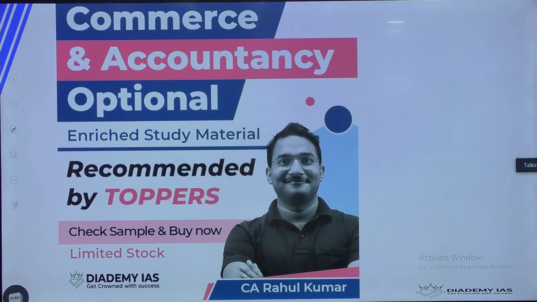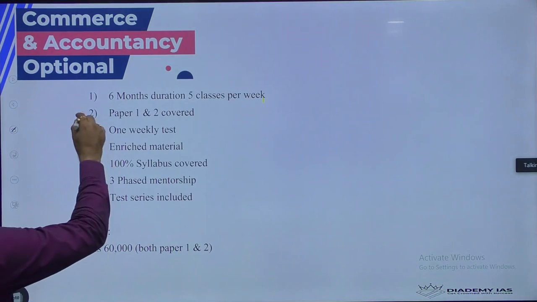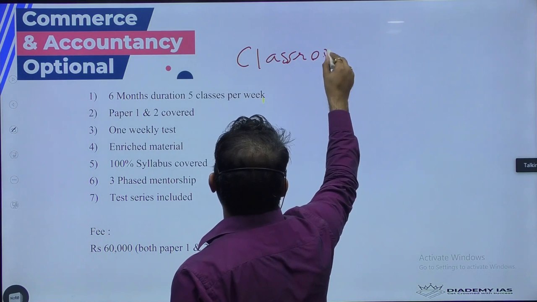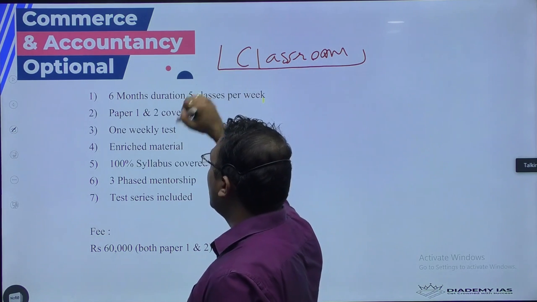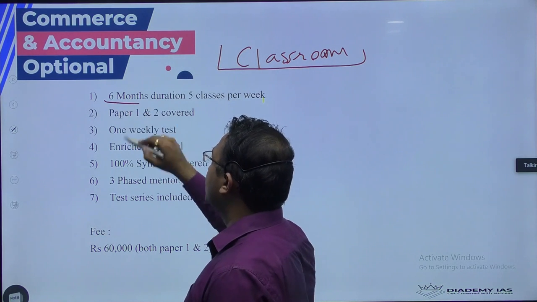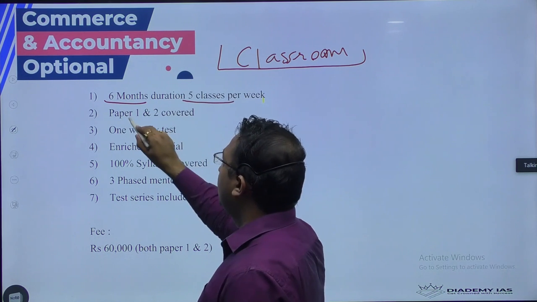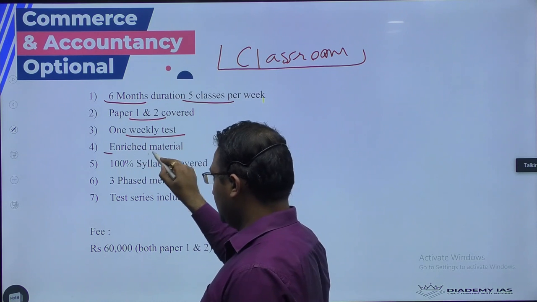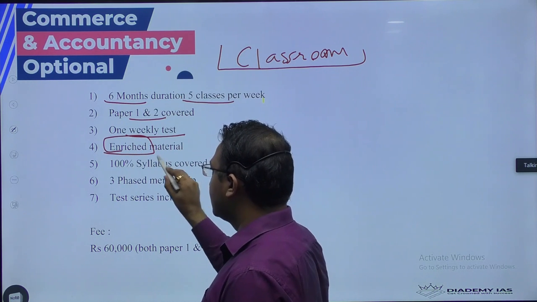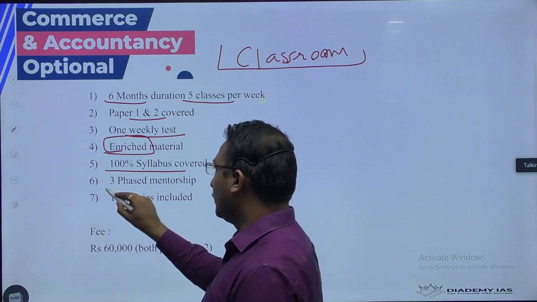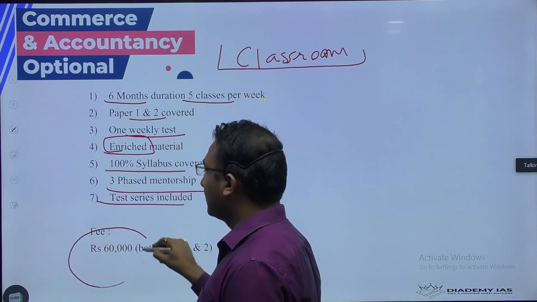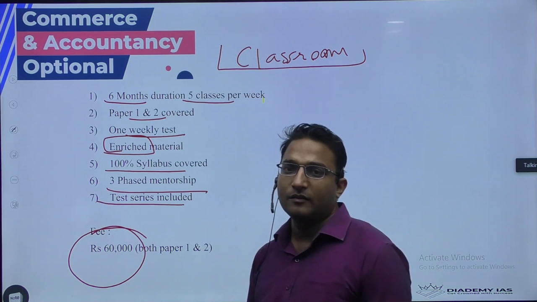If you have a requirement of full classroom, we have the full classroom program also. In the full classroom program, you can attend it offline in Delhi and online also. Total program duration is 6 months, 5 classes every week. Paper 2 and paper 1 both are covered. There is 1 weekly test, and you will get the material also, 10 booklets, 100% syllabus is covered. You will also get 3-phase mentorship and test is included, right? The fees of the classroom program is 60,000, both paper 1 and paper 2.